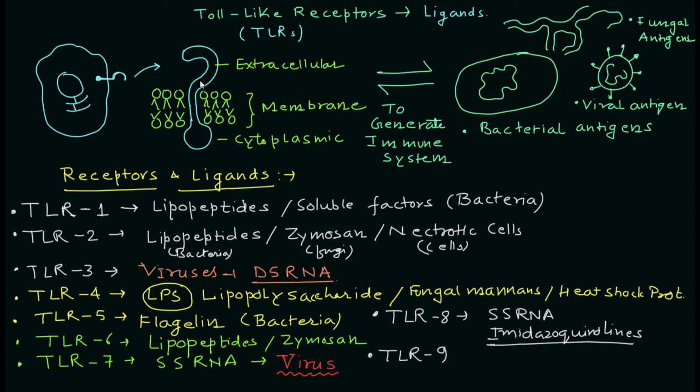TLR9 can detect bacterial unmethylated DNA, CpG DNA. So it can detect a specific type of DNA molecule, and all these receptors play an important role in the functioning of our immune system. If this whole system crashes, we will not be able to recognize the organisms that are trying to enter our body. Our immune system will not be able to respond against those.